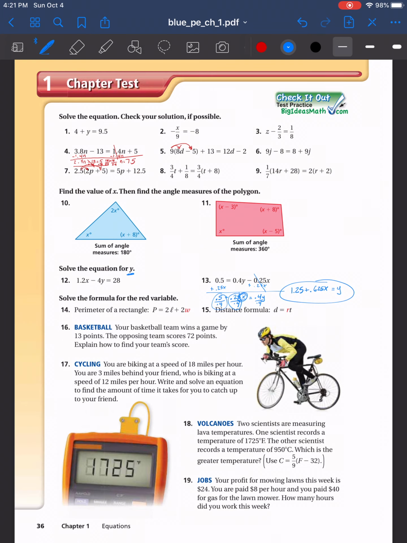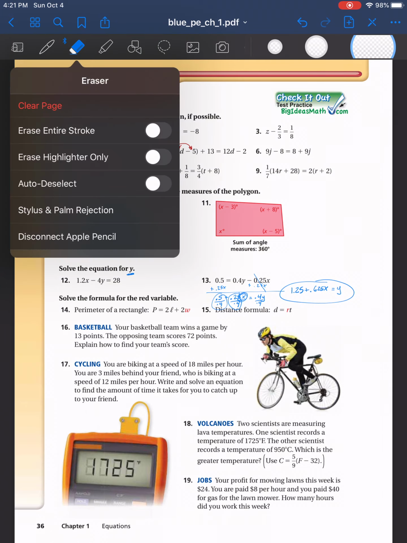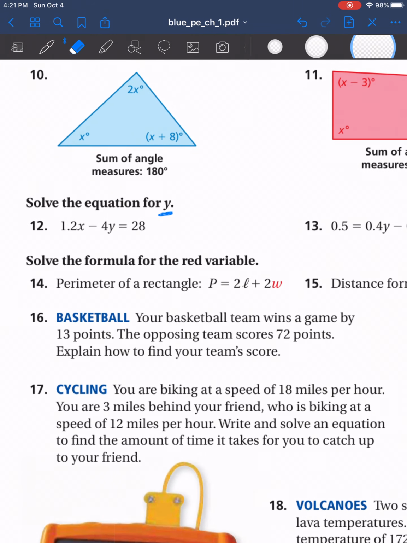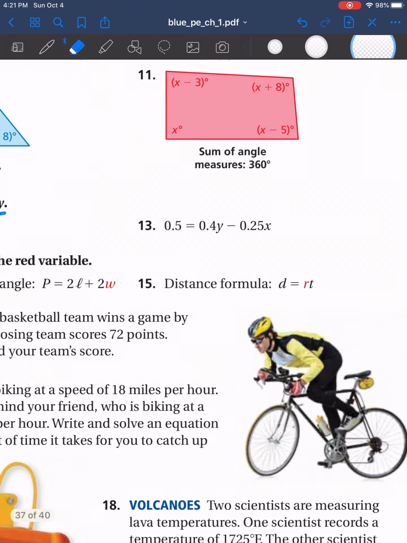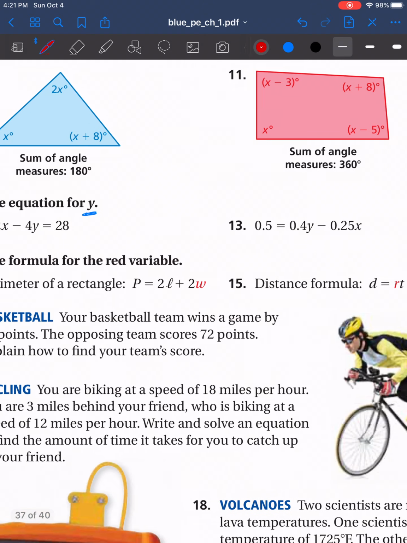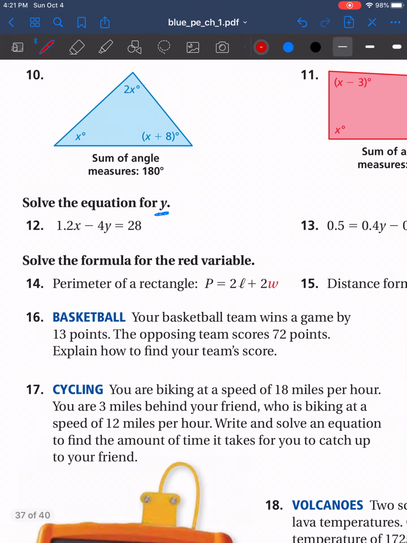Okay, I'm going to go ahead and erase. Okay, solve the formula for the red variable, okay? Now, distance equals rate times time, number 15. I want you guys to try that one on your own because I feel like that's one that we've done in class. You guys can get r all by itself. Let's try number 14. Number 14, we want w all by itself.